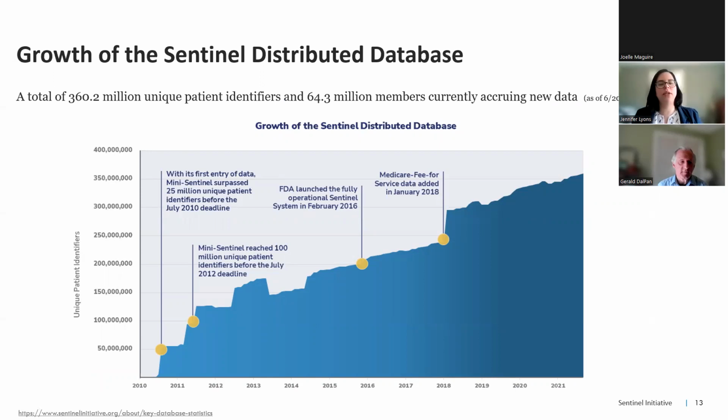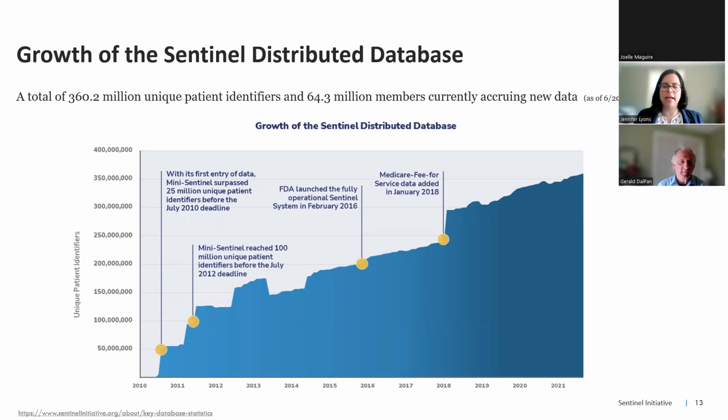Currently, we have a total of 360.2 million unique patient identifiers and about 64.3 million members actively accruing data. We distinguish patient identifiers from members in the Sentinel distributed database, and this is important.